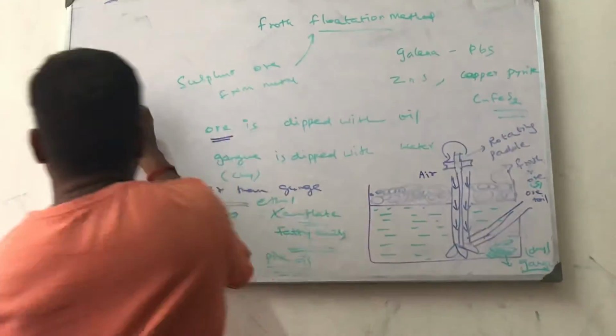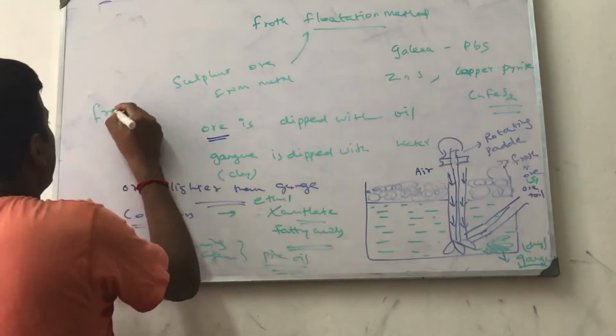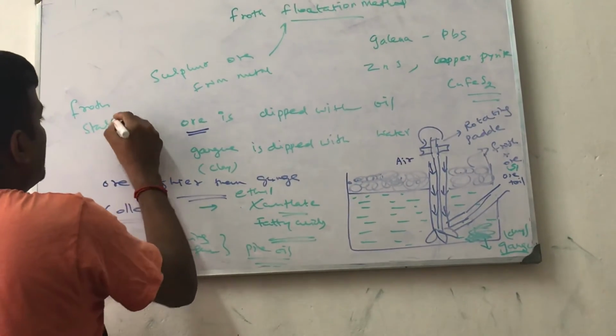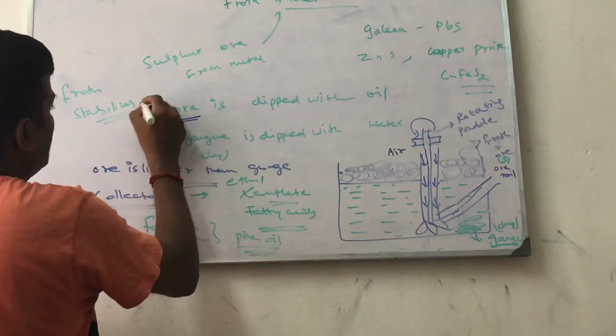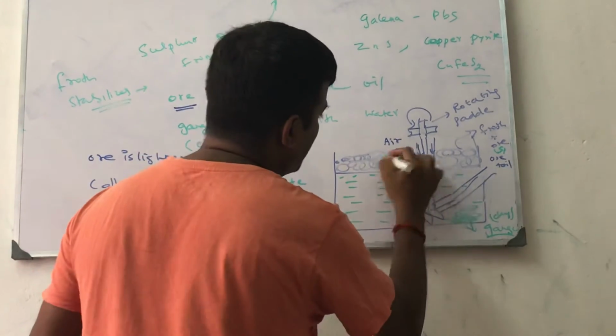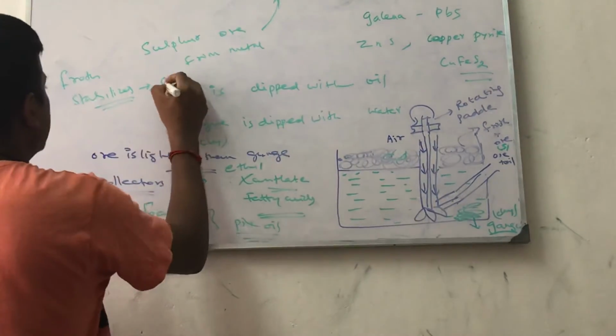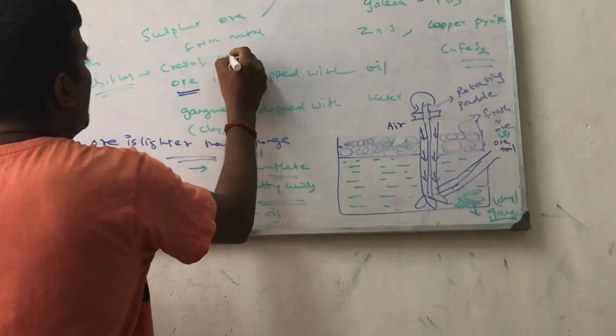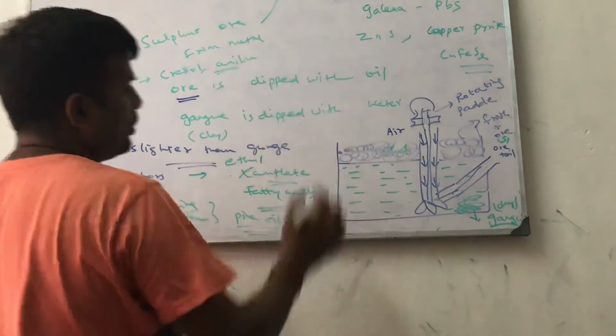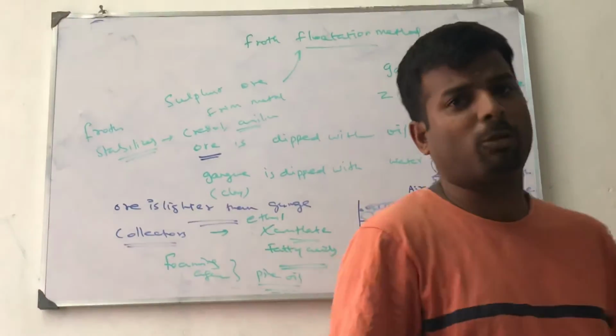Next one is the froth stabilizer. This is the froth. A froth stabilizer is needed. Then only will the sulfide ore stay at the froth. Otherwise it will come down again. The froth stabilizers here are cresol and aniline. Aniline and cresol are called froth stabilizers. What is the work of a froth stabilizer?